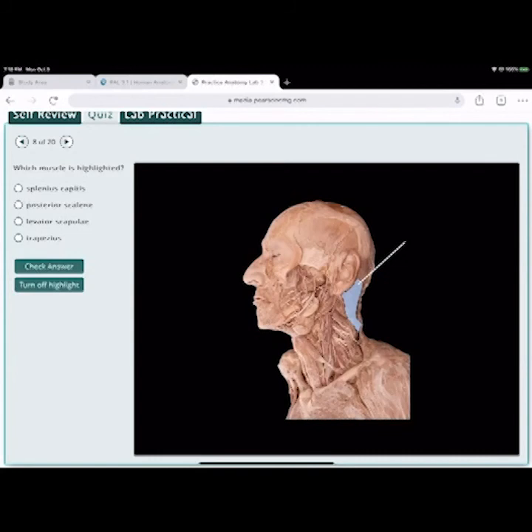Splenius capitis? I would say the splenius capitis, because your posterior scalene is close, but I think posterior scalene runs right here, and your levator scapulae is right this one right here. So I would say it's the splenius capitis. Perfect. Very good.